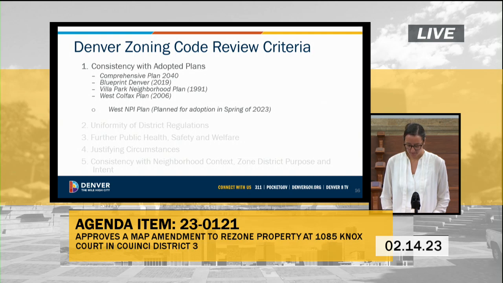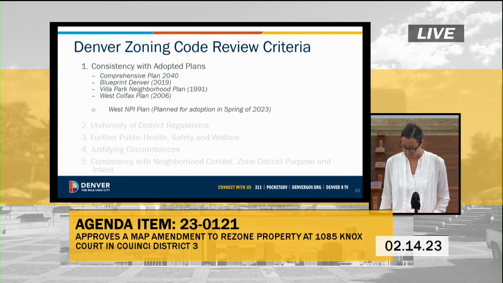The first criterion is consistency with adopted plans. There are 4 approved plans, but we're also going to take a really quick look at West, because West is coming pretty soon to you, so we wanted to make sure we acknowledge that plan, but that plan is not approved yet.